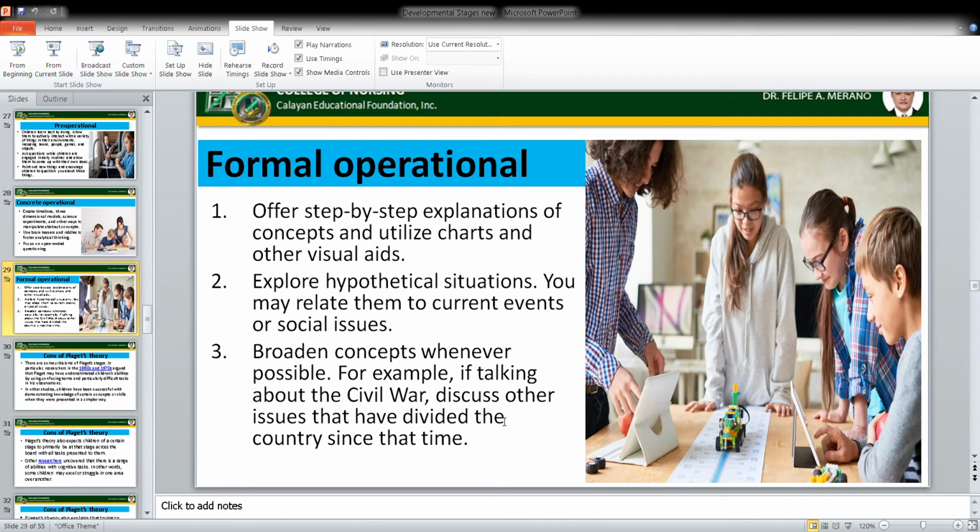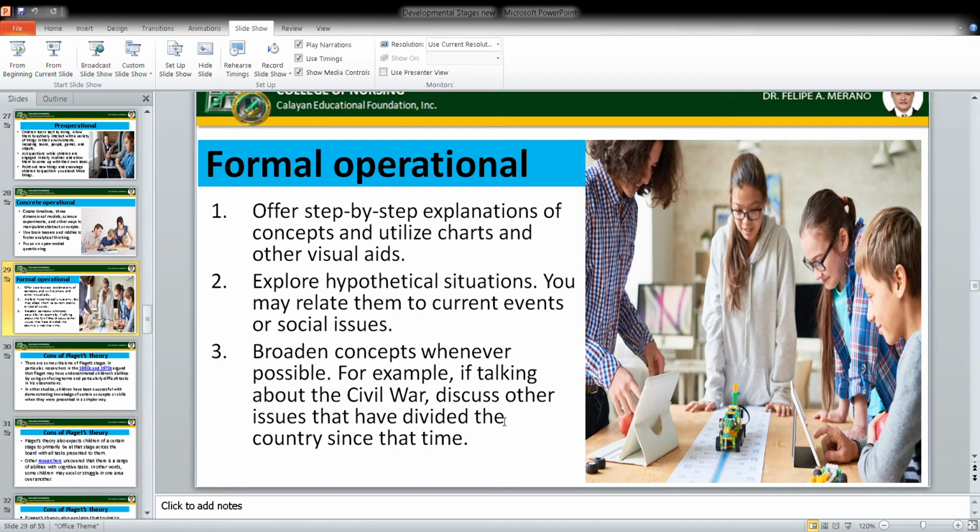Then next, explore hypothetical situations. You may relate them to current events or social issues so that we can easily identify the content or ideas in your mind, or be able to determine your ideas. That's why some of you are being questioned during discussion.